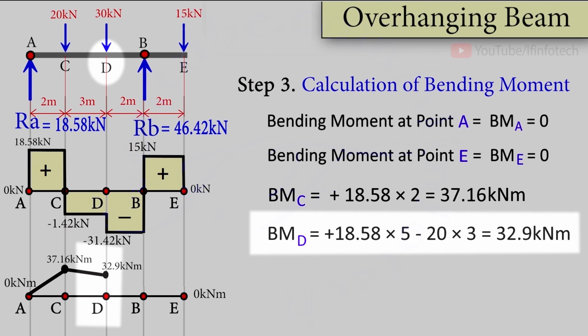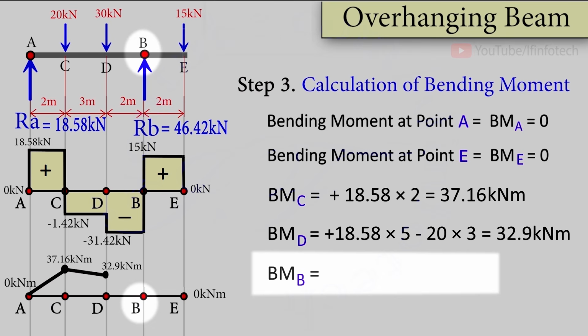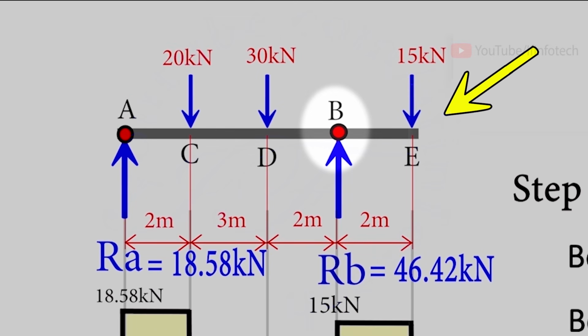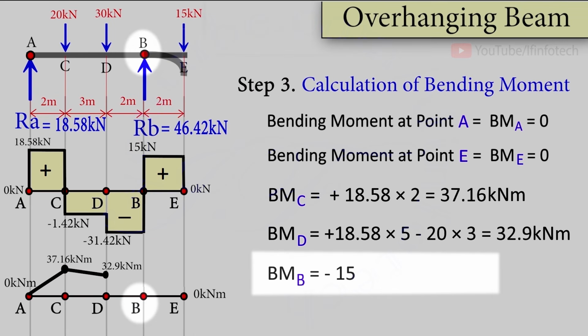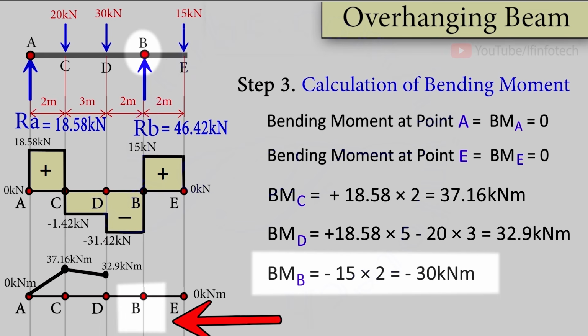Now to calculate bending moment at point B, you can start either from left end or right end of the beam. Here I will start from the right side because there is only one force, that is 15 kN, which is a downward force, and due to this force the effect on the beam is hogging effect, and for hogging effect our sign convention is negative. So the force into distance from point of action of force, which is 2 meter. So the value of bending moment at point B is minus 30 kN meter. And here, since the bending moment value is negative, I will mark minus 30 kN meter below the horizontal reference line of the bending moment diagram.